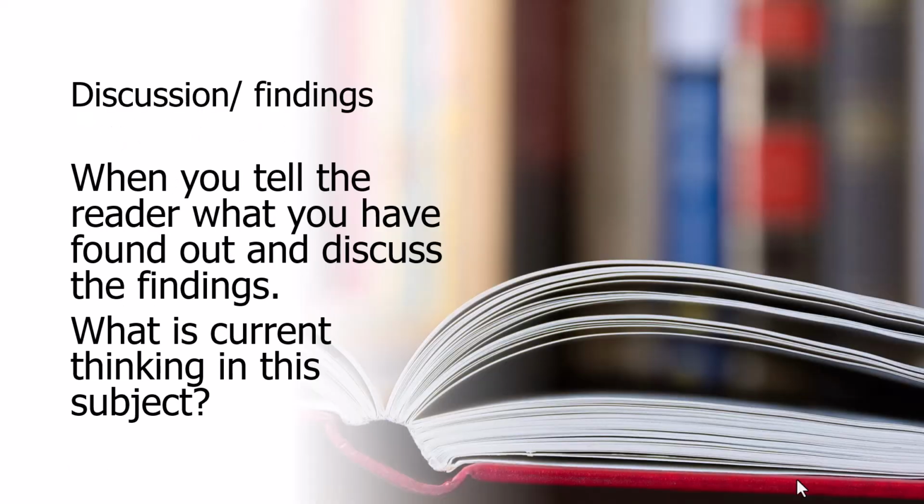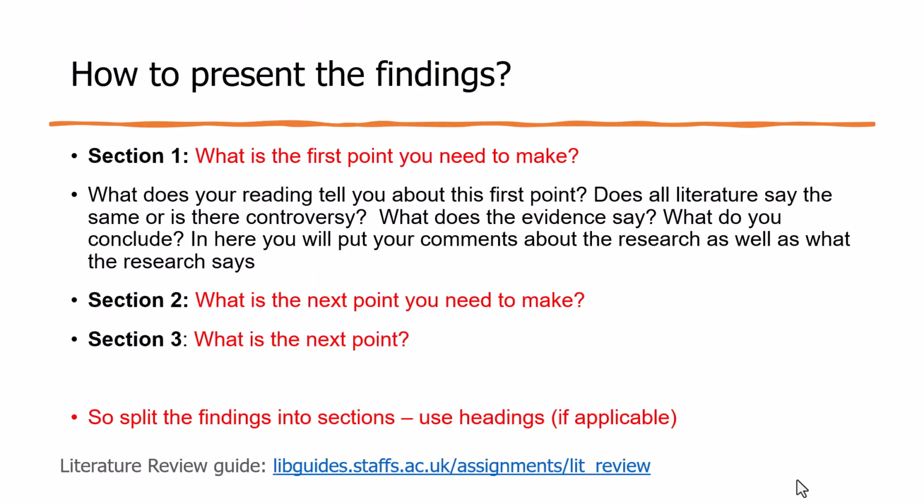And then the next section is your findings, where you discuss the literature that you have chosen. This is where you explain what you found out and indicate what's the current thinking in that subject. You can organise this part in sections about the different points that you need to make. So what have you learned about the first point? What does all the literature say? Is there agreement, or are there any disagreements? Is there any controversy? What do you conclude? And then go on to the next point, and so on.